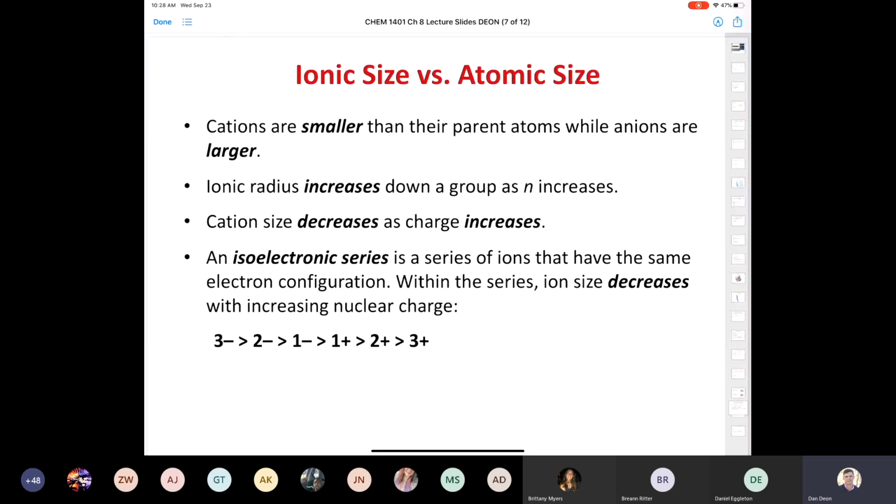I think that this concept is one of the more intuitive concepts that we look at in this chapter. So it's kind of a nice, sweet way to end the chapter because students usually follow along with this pretty quickly. It says here that cations are smaller than their parent atoms while anions are larger. Ionic radius increases down a group, cation size decreases as charge increases.